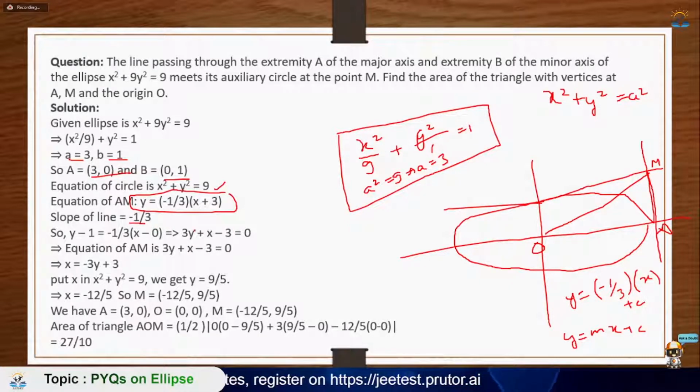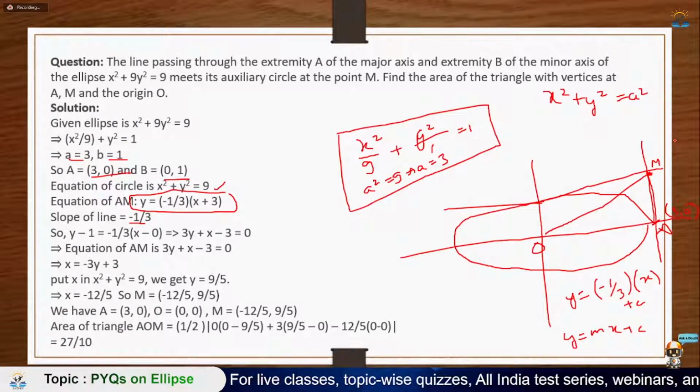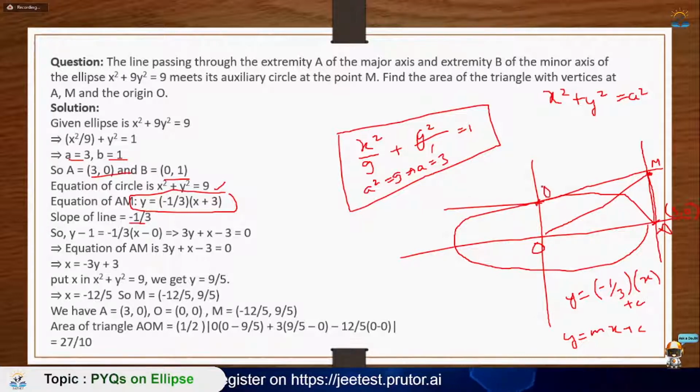So basically how did I write it? Because I know that my point A is 3, 0. And this point M is equal to how much? Not 3, 1 actually. How to calculate the value of point M? Okay, let's see that this point is 0 comma 1.